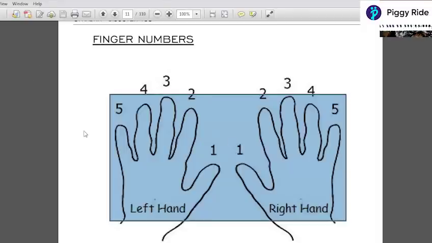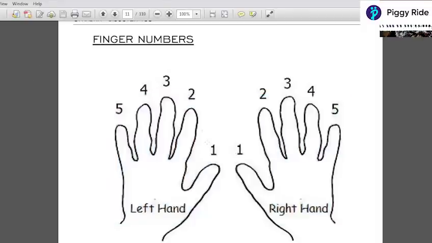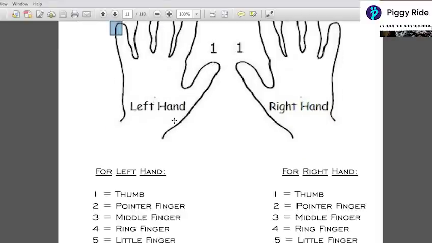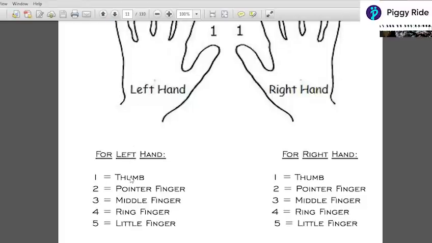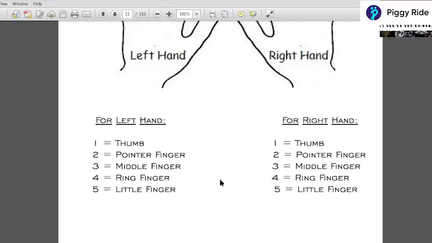So how will you count your fingers? The thumb you will always count as one. Thumb is one, and next is two. The middle finger is three, this finger is four, and the little finger is five. There are names also: finger number one is the thumb, two is the pointer finger, three is the middle finger, four we call the ring finger, and the fifth finger is the little finger. For the right hand it is the same.